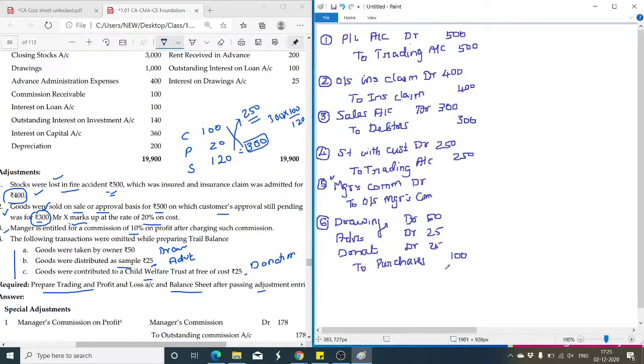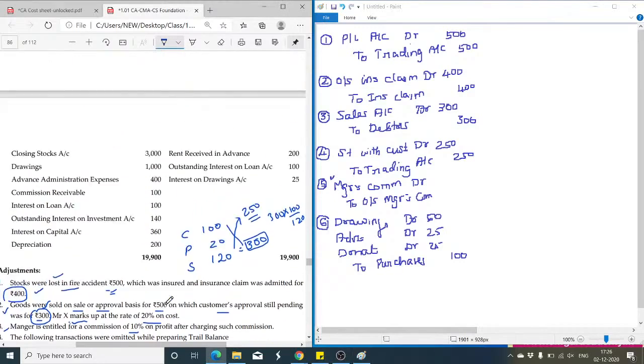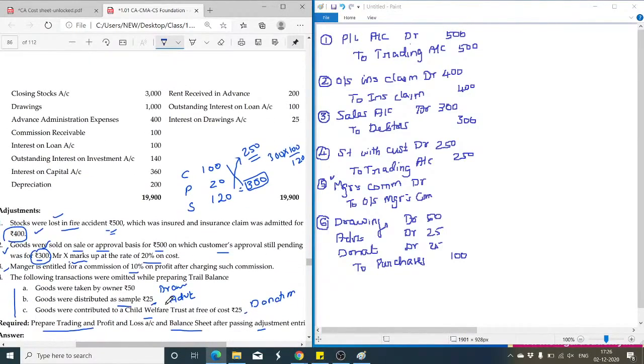Now you have to prepare the trading and profit and loss account as well as the balance sheet comfortably. There will not be any hiccup. If you have any doubt, you can post me, else I will move on to the preparation of the trading and P&L account and balance sheet. Is it okay? Come on, copy this and let me know. If it is okay, then I will move on.